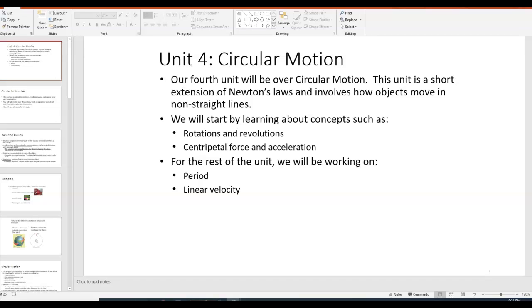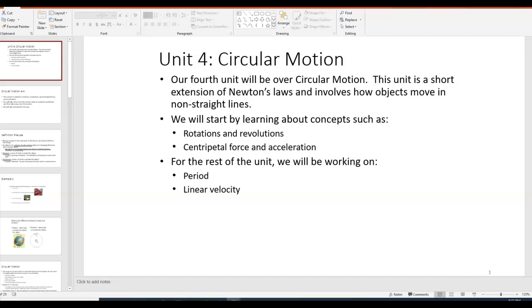Okay, so in this video we're going to start Unit 4, which is over circular motion, and this is going to be the last unit in the semester. And like I said before, Unit 4 is over circular motion, which is basically an extension of Newton's laws, and kind of studies how and why objects move in non-straight lines.